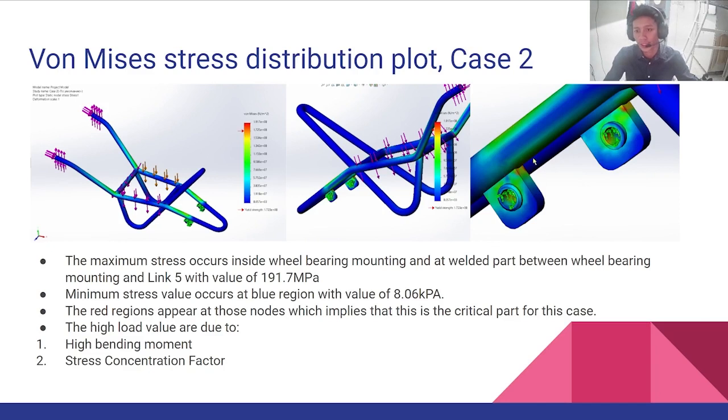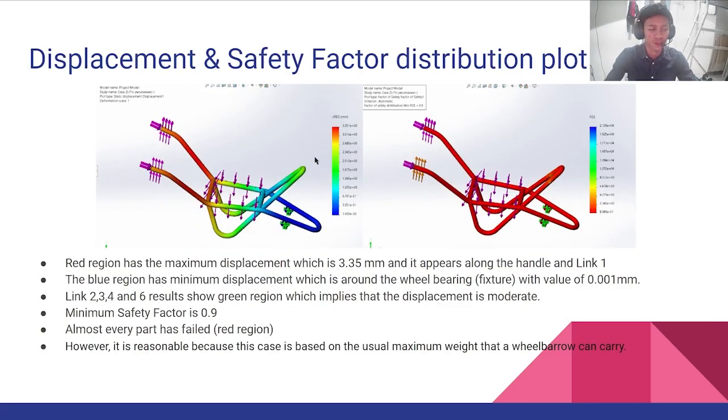So we know that the red region is the most critical part for this case, which is at the welded pipe with link 5 and the bearing mounting. This is the same as load case 1, which is due to the high bending moment and stress concentration factor. Next, we find the displacement and safety factor distribution.